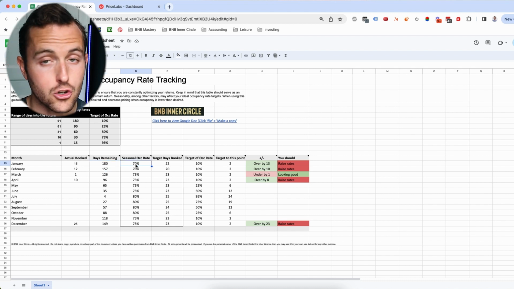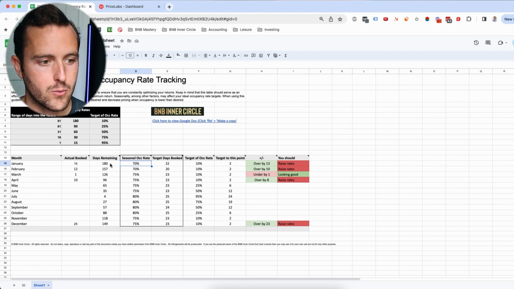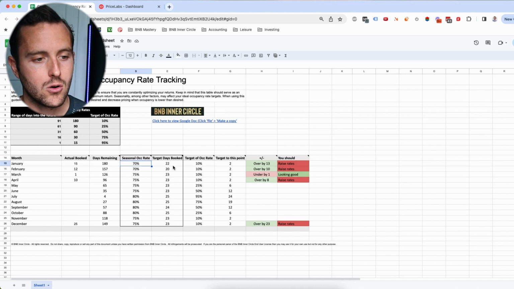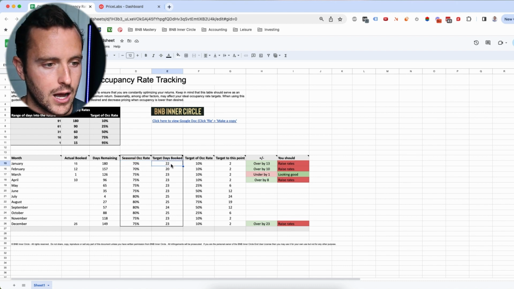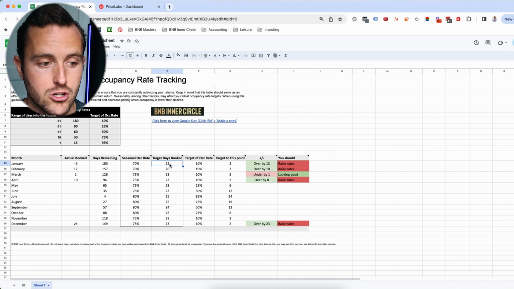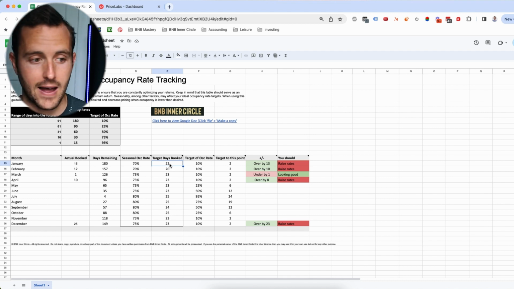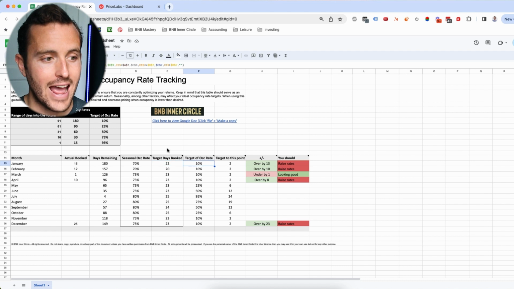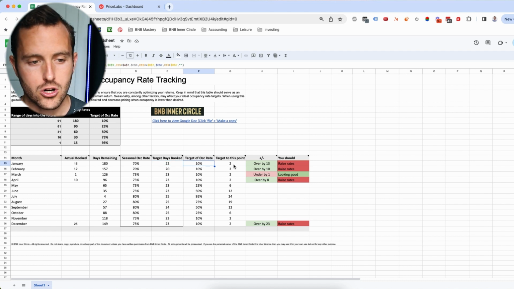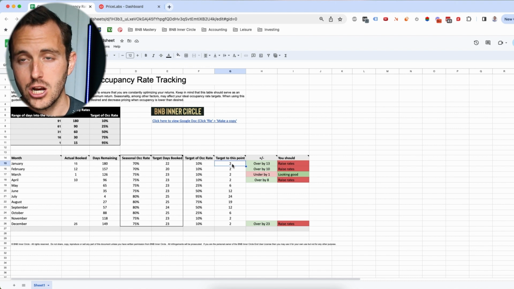And so the goal for January is that we have a 70% occupancy rate. So in reality, we have a goal of getting 22 of our 31 nights in January actually booked up. That's where we want to end, that's the end goal. And so right now, per this, we should only be at 10% of that. So it means that we should only have 2 nights booked in January right now.